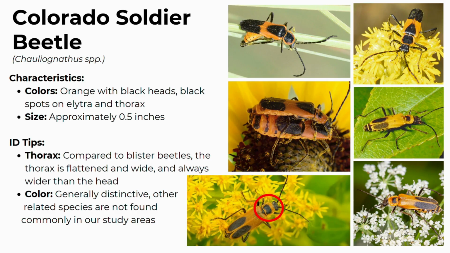They may look similar to blister beetles, as their abdomen may poke out from underneath their elytra. However, their thorax is wider than their head and has a flattened appearance. These beetles are actually members of the soldier beetle family. Soldier beetles can be identified by this flattened thorax. However, this is the most commonly seen species.